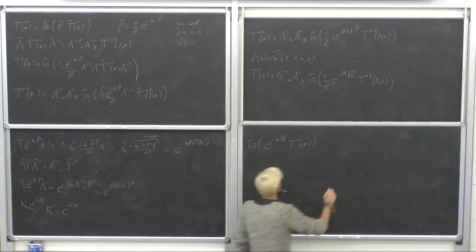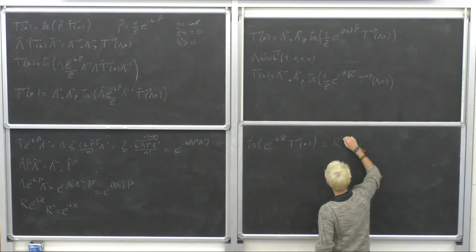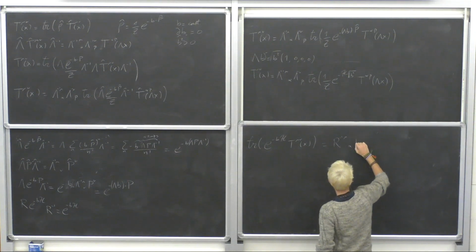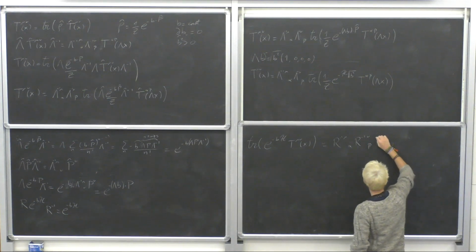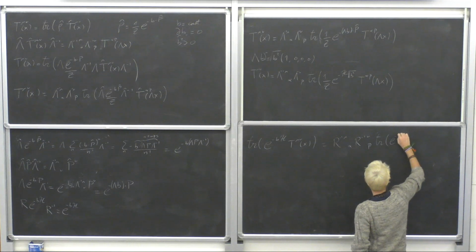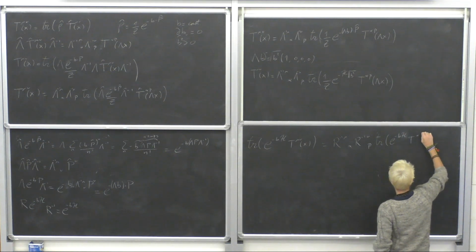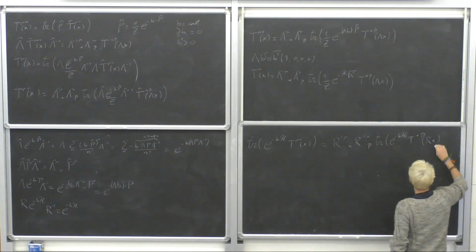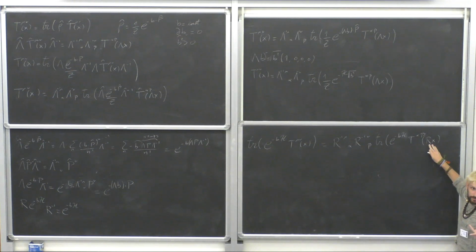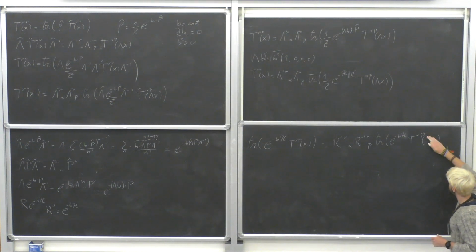So we find that this is equal to some rotation (R^(-1))^μ_α (R^(-1))^ν_β, trace of e^(-bH) T^αβ. And here we will have the rotated spacetime point, but we can assume that spacetime is homogeneous, so we can just put x here.